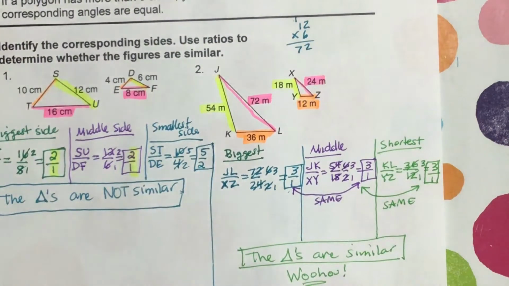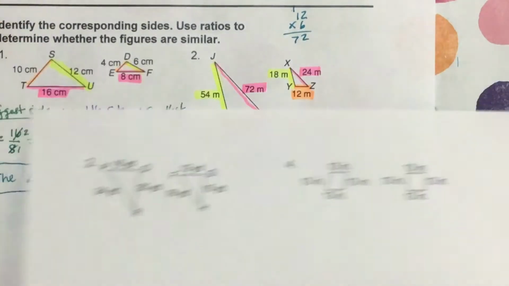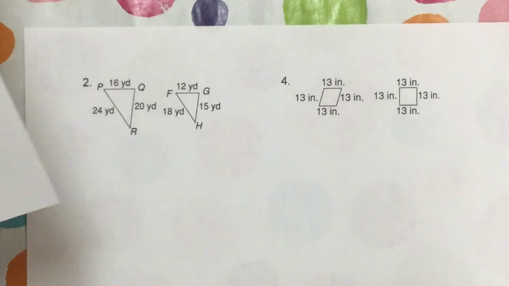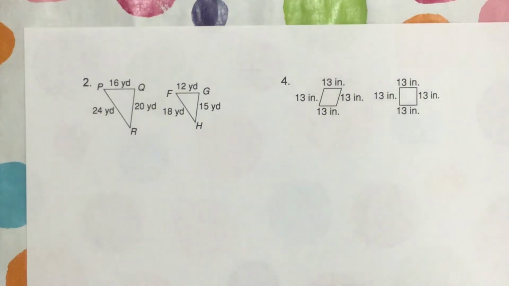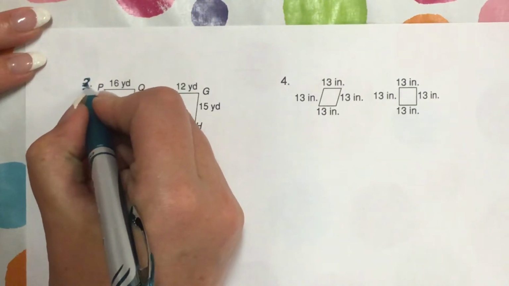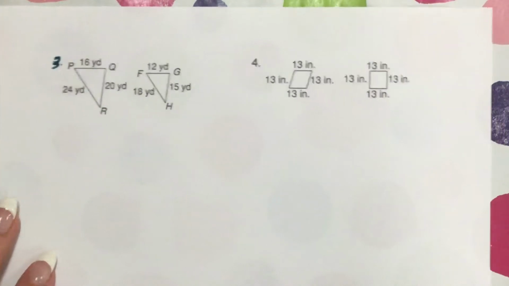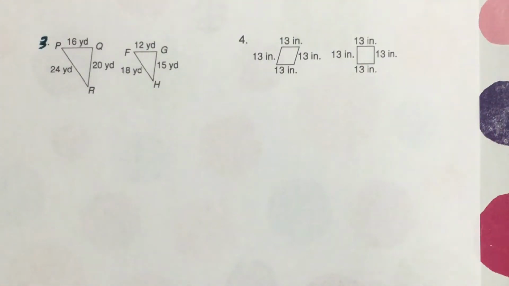Awesome. Okay, so let's go ahead and turn the page and look at a couple other examples. I don't know why this is. So this is supposed to be 3. 3 here. Make that a 3 on your paper. Thank you very much. So 3 and 4. Okay, so let's just go ahead and try 3 together.